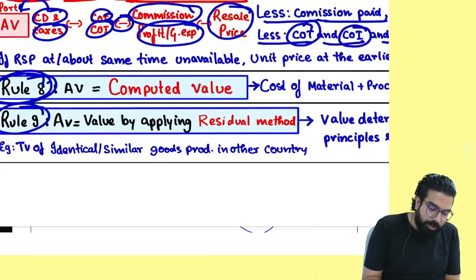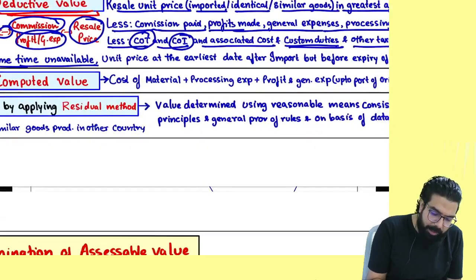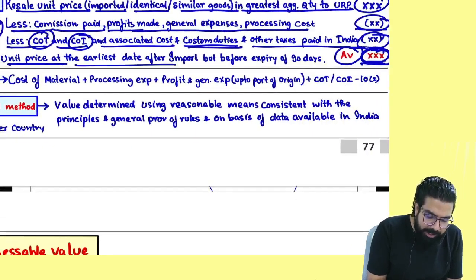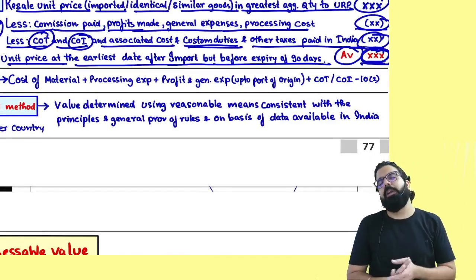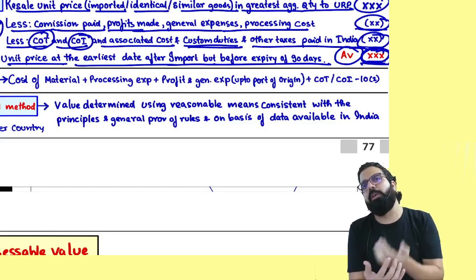Next. Sir, if the resale price at or about the same time is unavailable, use the unit price at the earliest date after import but before expiry of 90 days. For example, sir, these goods' India resale price is not available only.